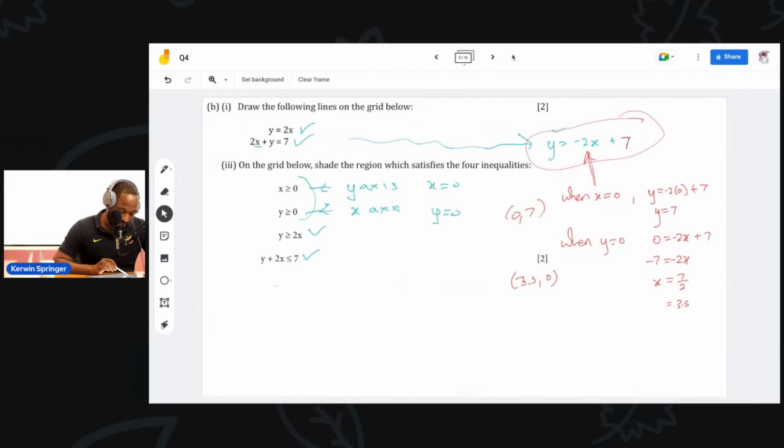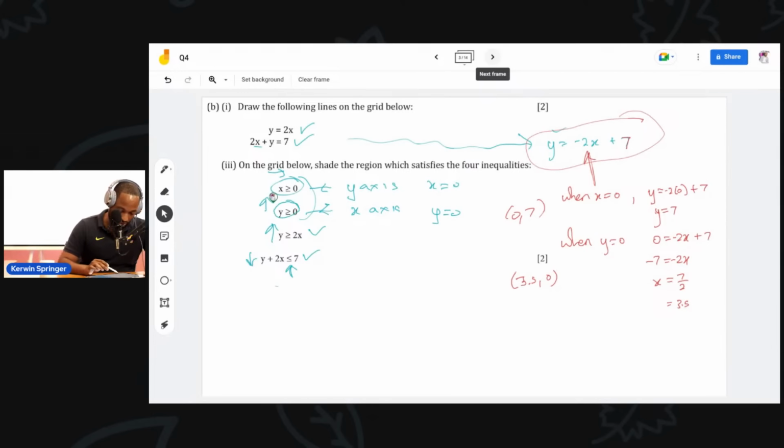So we want to shade above that line, when y is greater than 2x. So we're going to shade above this line. We want to shade above this line, and we want to shade under this line. You see that less than? And we want to shade to the right, and we're going to shade above.